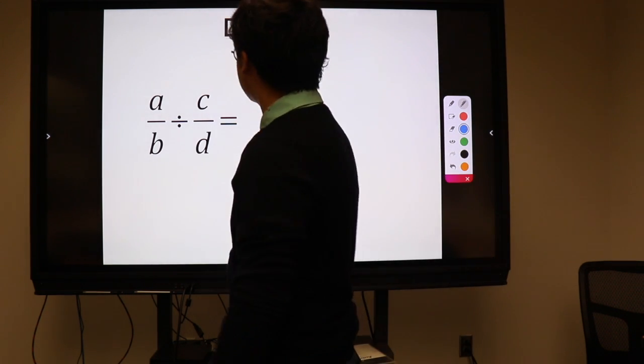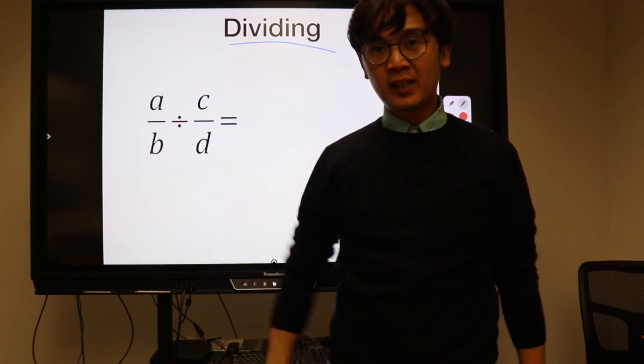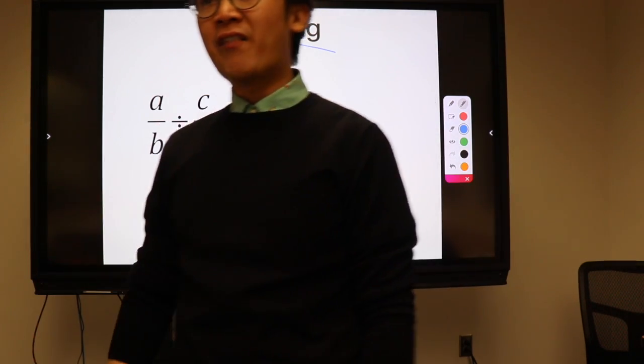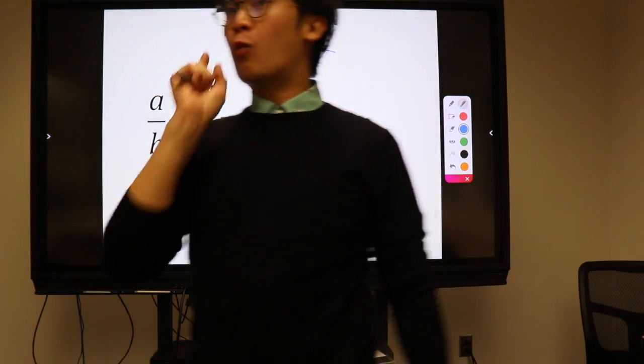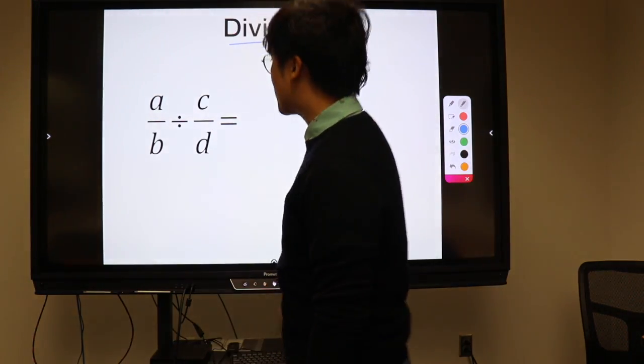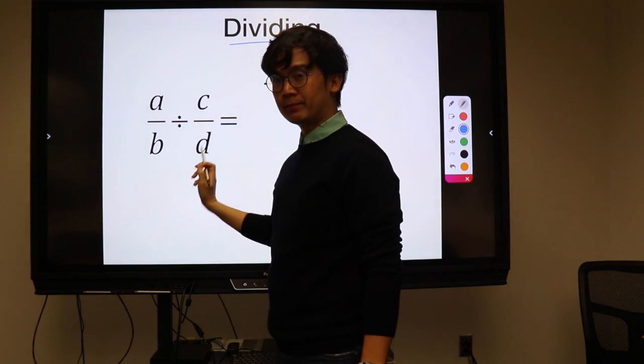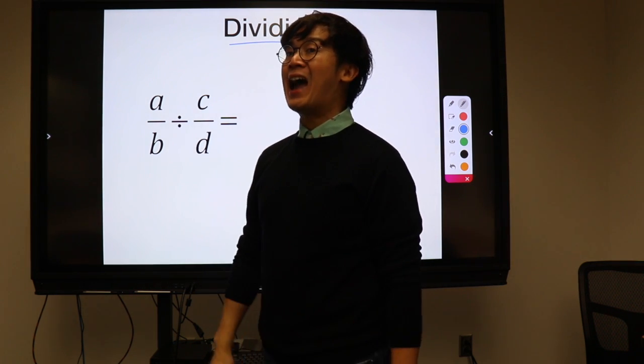Now, dividing. We're done with multiplication. That's all there is in multiplication. And dividing is connected to multiplication. You just need to add one more step. In multiplication, you just multiply across, right? Yes. But in division, there is an added rule.